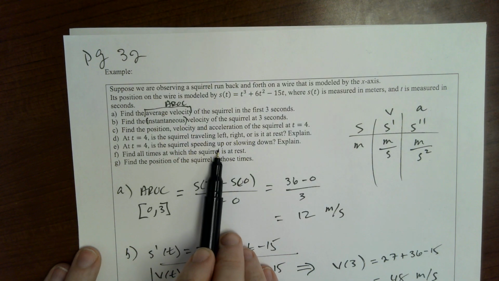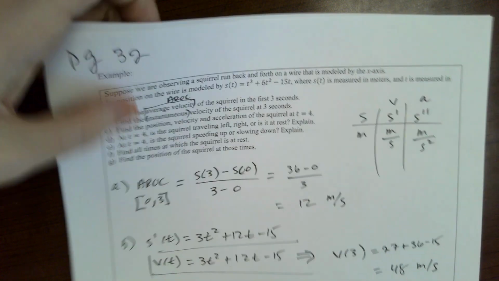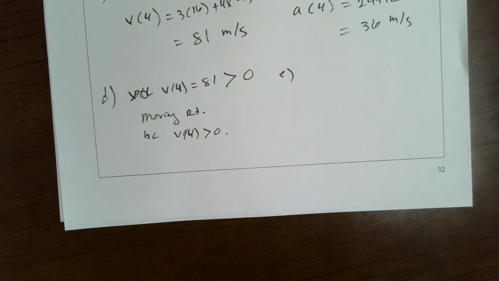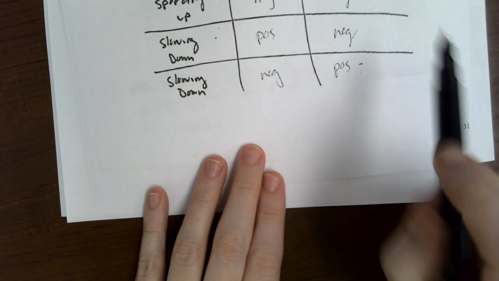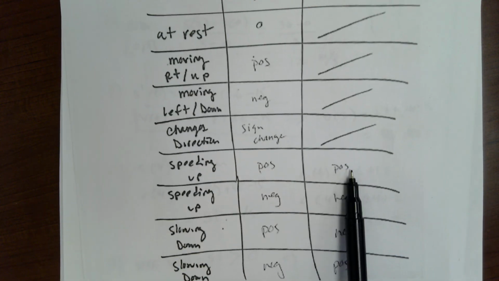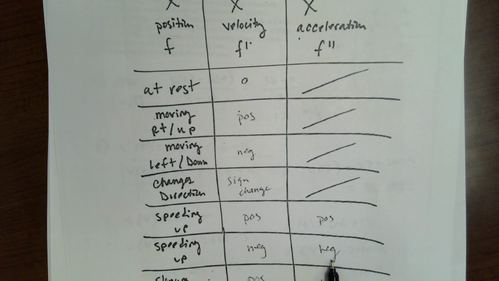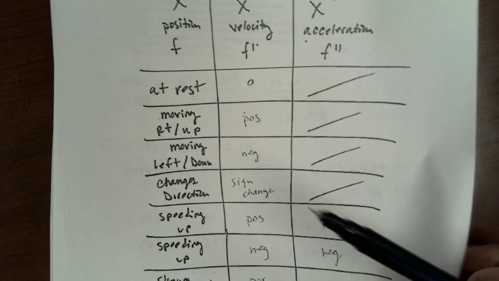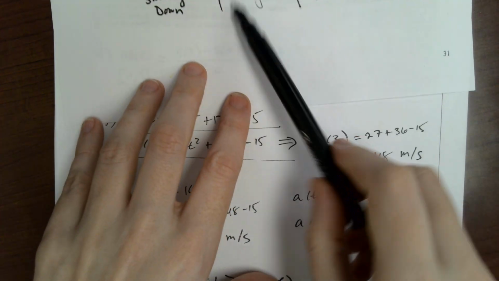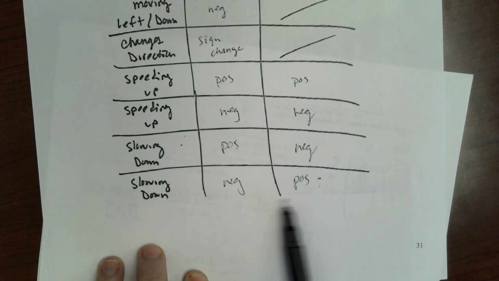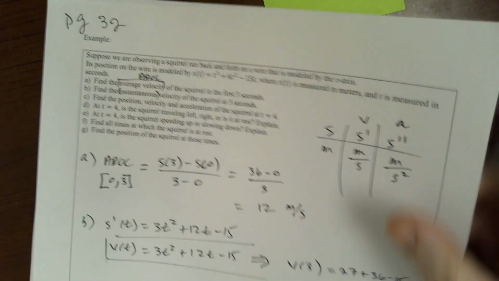Now E. At t equals 4, is the squirrel speeding up or slowing down? Explain. Guys, a lot of times people think it would be speeding up if acceleration were positive and slowing down if acceleration were negative. No. The sign of acceleration tells you nothing without looking at the sign on velocity as well. The squirrel will be speeding up if the acceleration sign agrees with the velocity sign. It's like it's pushing it in the same direction, but it will be slowing down if their signs do not agree.